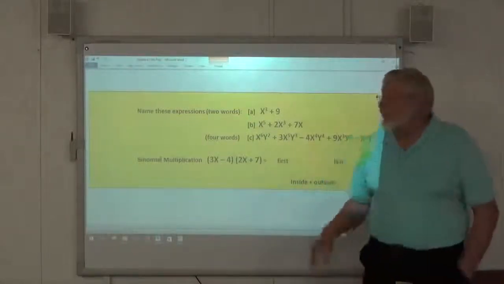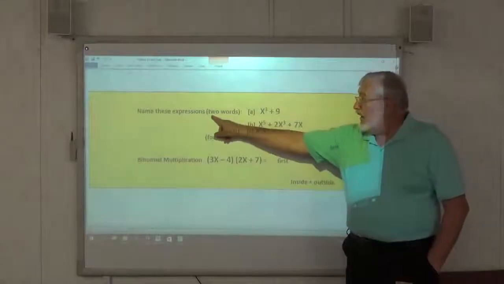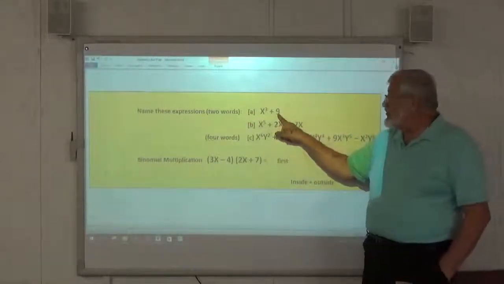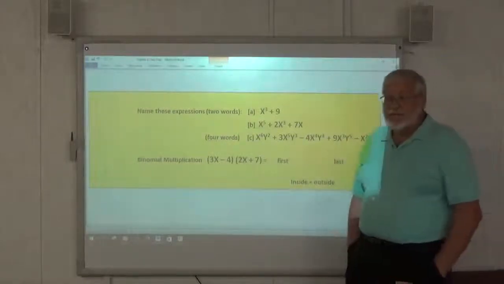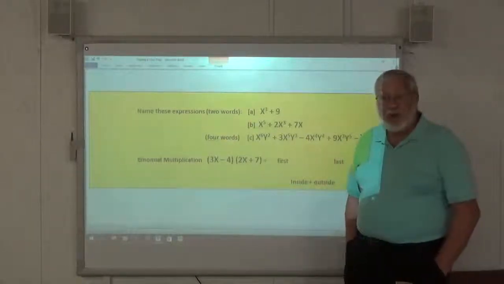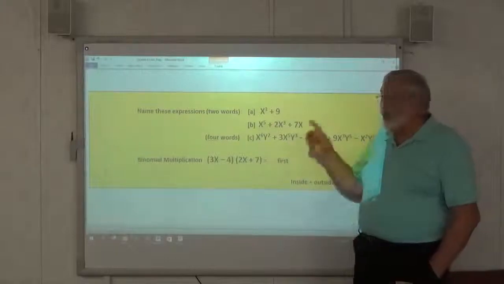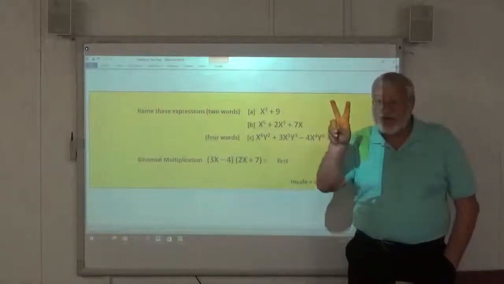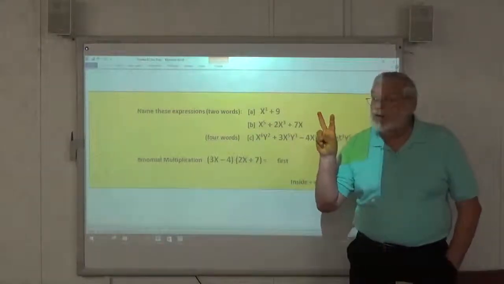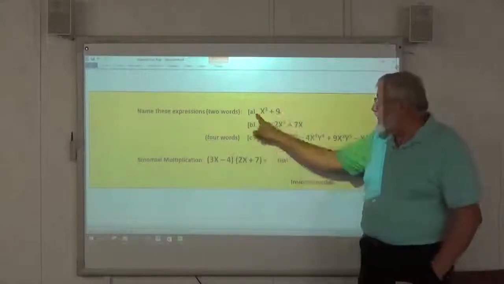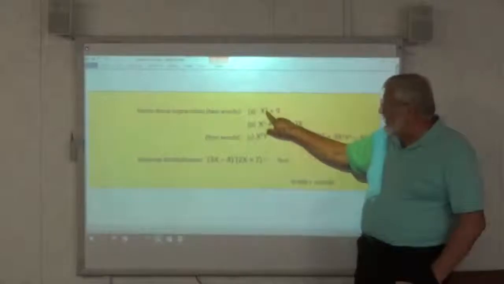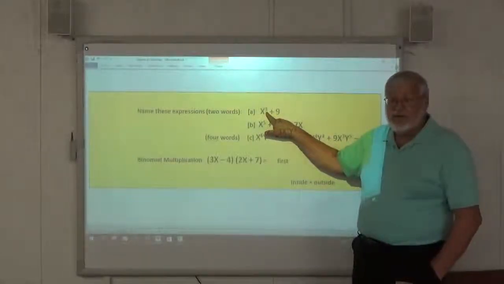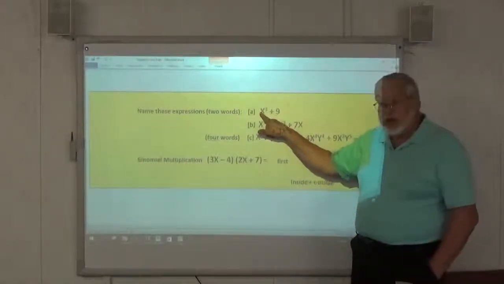This is from the work you should know. I want you to name this expression with 2 words. No, it's binomial. So why is it a binomial? Because there's 2 T-words, 2 terms. This is one term, this is another term. So it's a binomial. And then what does the 3 tell you? It's cubic. So this is a cubic binomial.